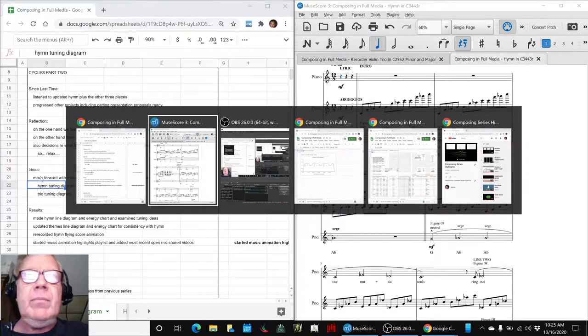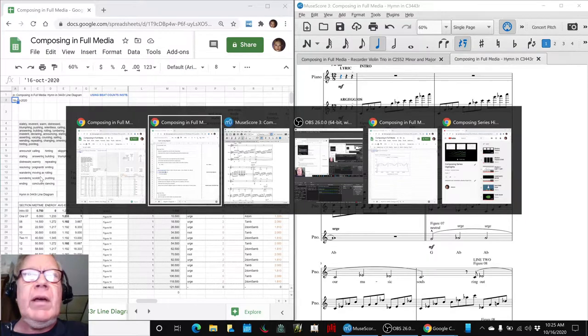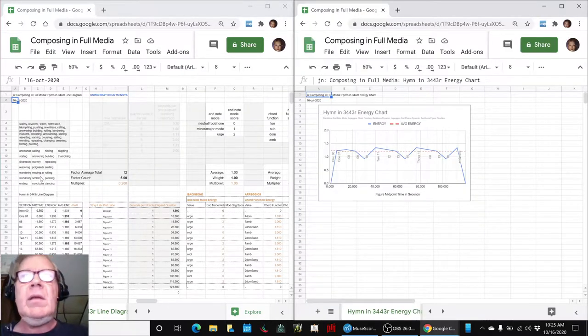And so we made a line diagram for it. It wasn't too bad. We just copied and pasted from the other one and put the correct lines in there. And this is what we've got for our hymn energy chart after tuning factors. So we remember we have an intro, we have stanza one, stanza two, and stanza three.